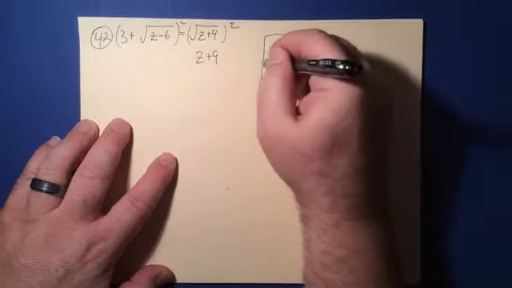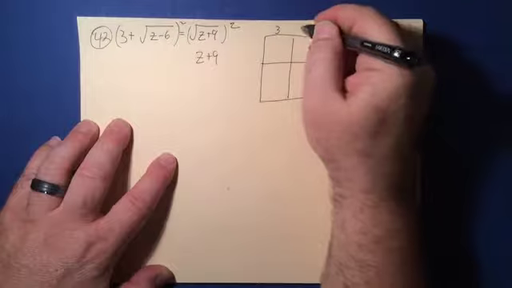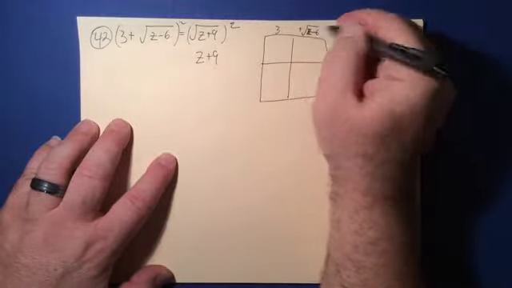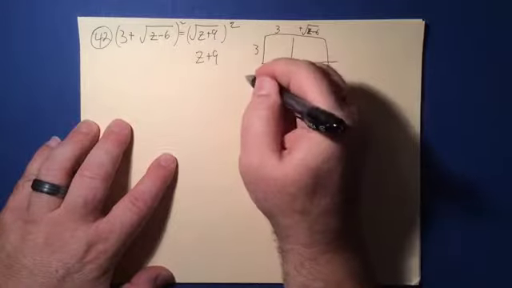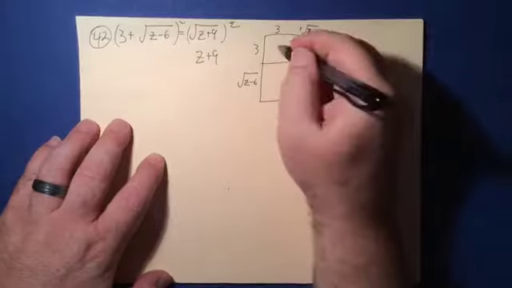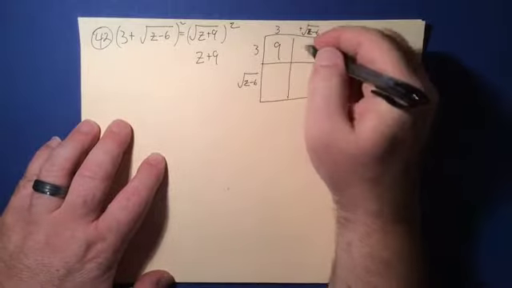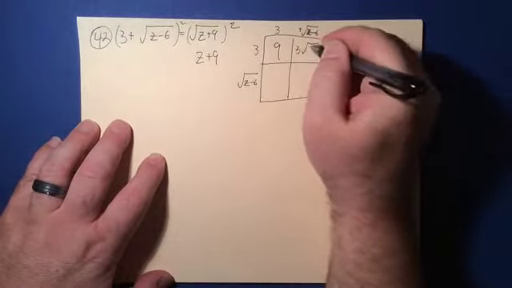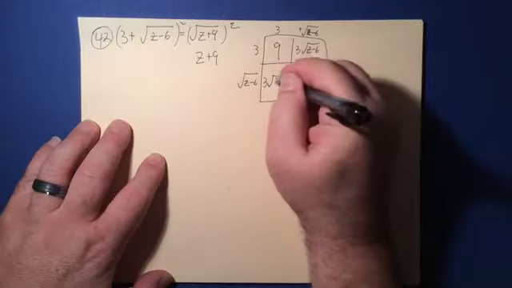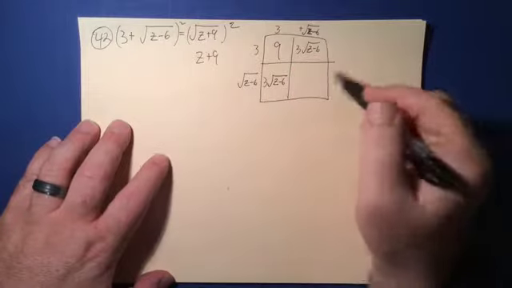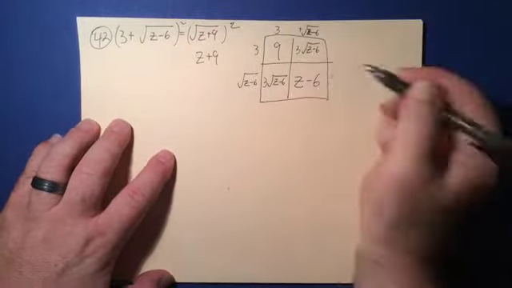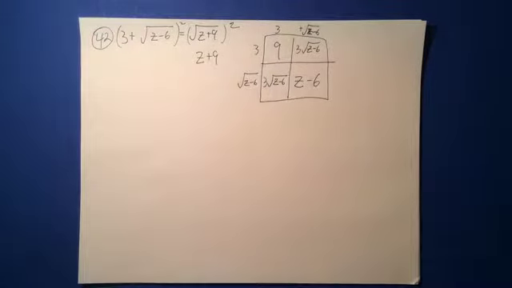So here we have 3 plus radical z minus 6, and here we have 3 plus radical z minus 6. So 3 times 3 is going to be 9. 3 times this is going to be 3 radical z minus 6. This is going to be 3 times radical z minus 6. And then radical z minus 6 times radical z minus 6 is going to be z minus 6. So we've got a little consolidating here to do.